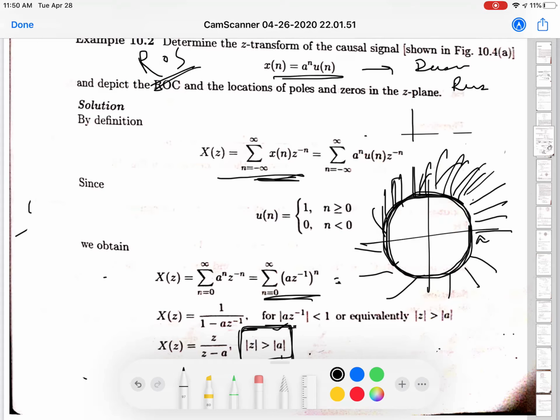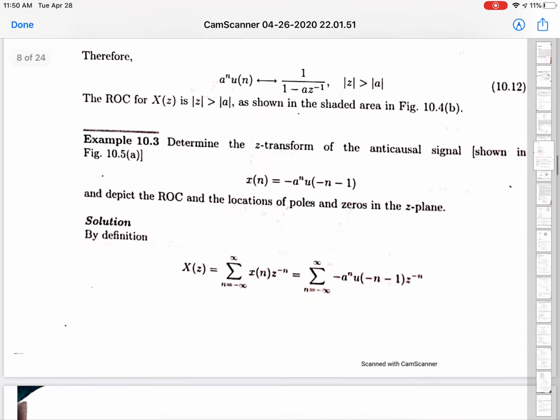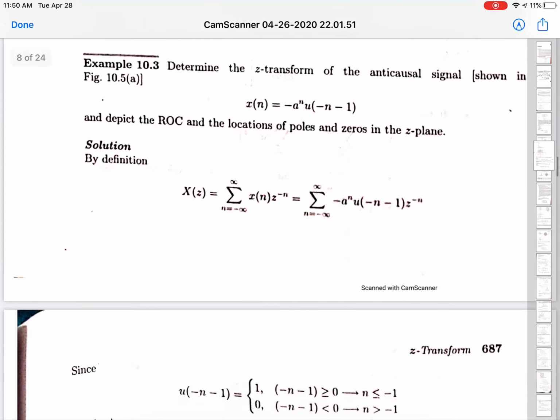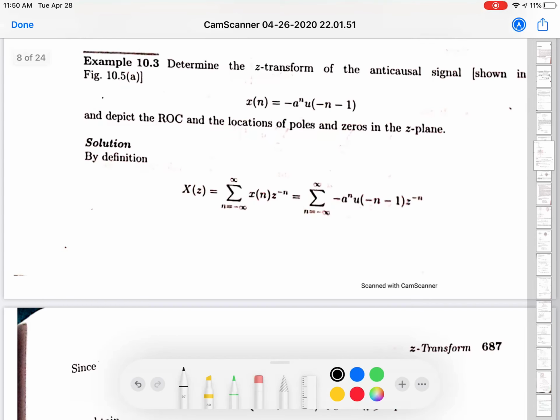So this is the region of convergence for the given function. Outside this unit circle, the Z transform for this function exists, but inside the unit circle the Z transform does not exist. Similarly, we can consider the next example, that is x[n] equals minus a to the power n times u[-n-1].